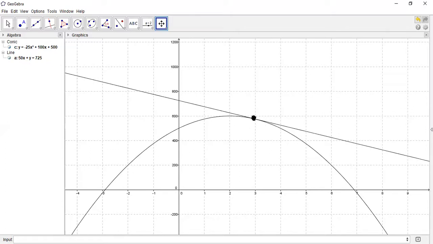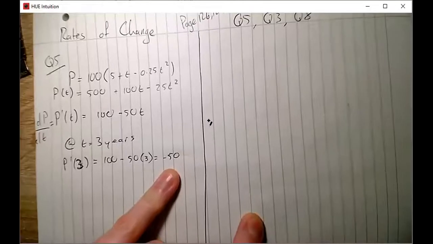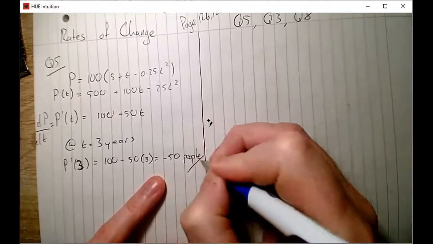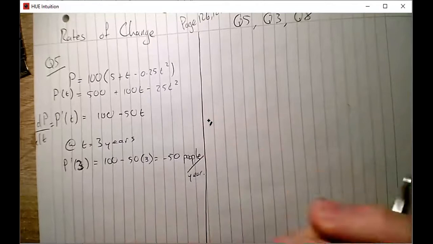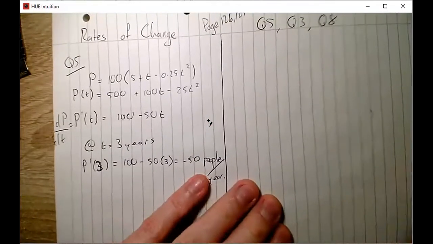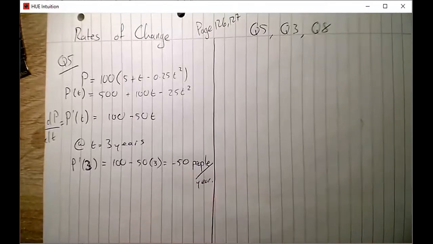What does that mean? It means that at 3 years, the population is declining at a rate of 50 people per year. Okay, so that's 50 people per year. And it says explain that. Well, there's your explanation. That minus 50 represents 50 people per year leaving this housing estate.